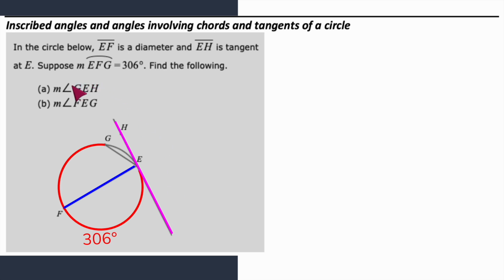So we're going to look for the measure of angle GEH. So I'm highlighting that here in green just so we can see it. So we're looking for this measure. So first, we're going to use that chord tangent idea. Remember, the angle is half the arc. So that means that I need to know what this arc GE is, so that I can divide it in half and find out my angle.